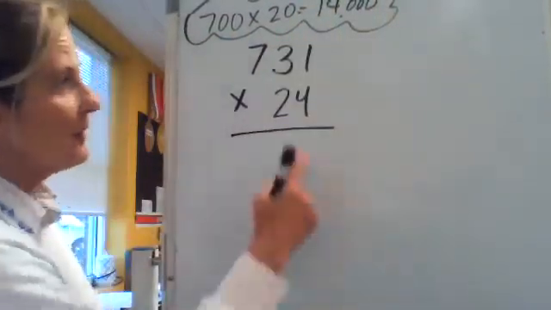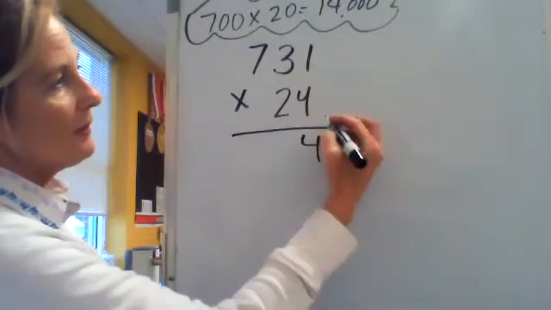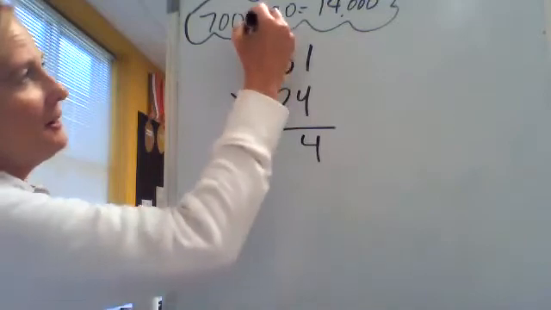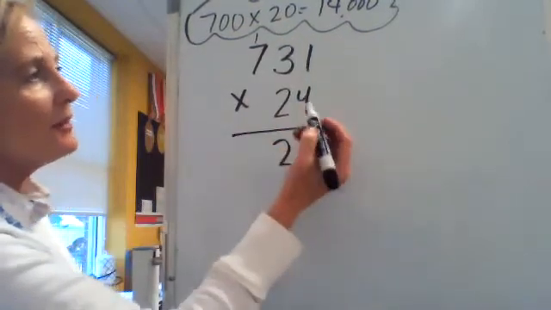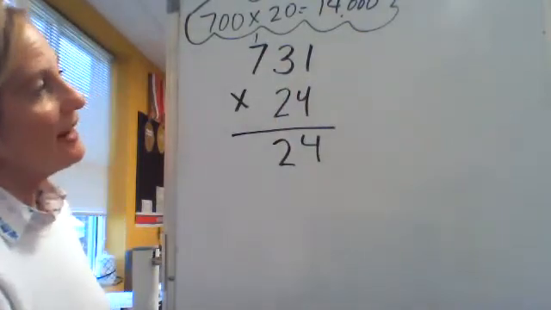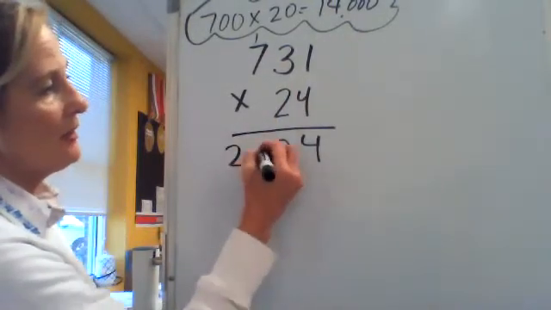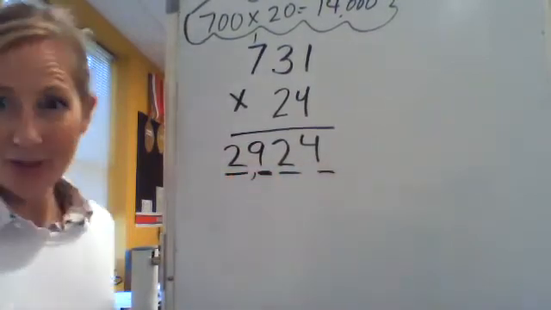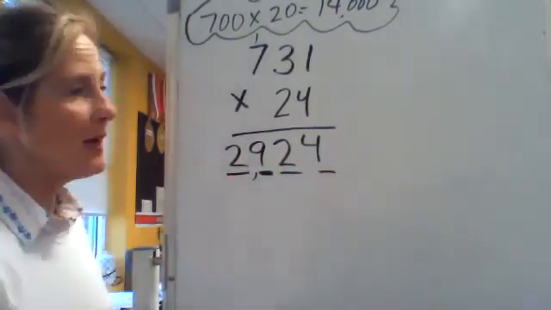Okay, let's get started. 4 times 1 is 4. 4 times 3 tens, that's 12 tens, right? 4 times 7 hundreds is 28 hundreds, plus 1 more is 29 hundreds. There's my 900, and the 20 hundreds was really the same as 2,000, right? It adds up to the same amount.